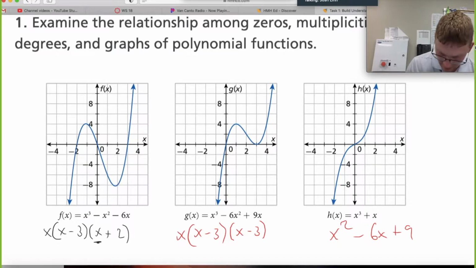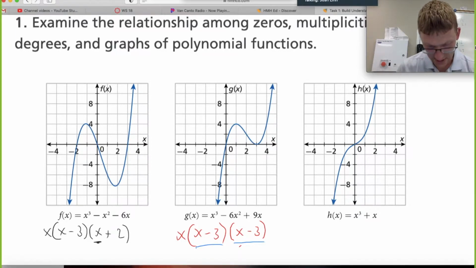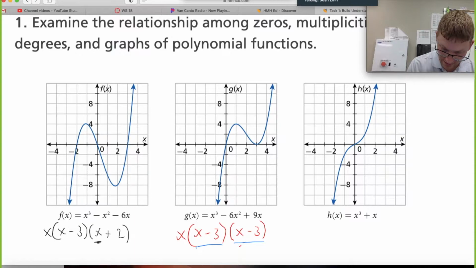If I had put x plus 3, that would mean that there's a 0 right there, and there's obviously not one there. So I was able to check myself because I saw that 0. Okay, let's get rid of that. So here we have our multiplicity of 2. x equals 3 is a 0, but it is a 0 with a multiplicity of 2.